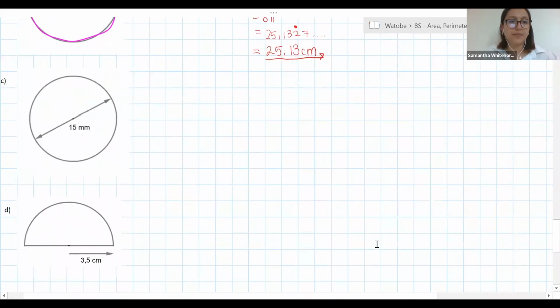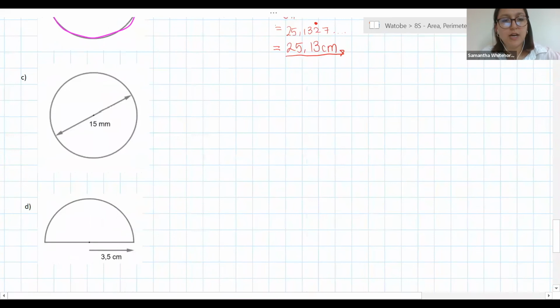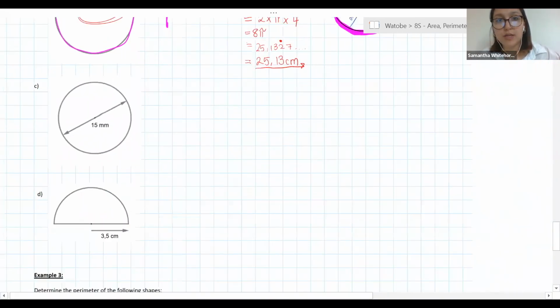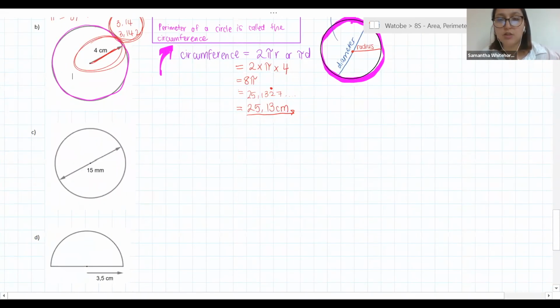Right, so I want you to try C and D for me. Now, what I need you to be careful of is, firstly, in C, I've given you the whole diameter. So that means that when you use your formula, let's maybe go like this, so you can still see the formula, you need to be careful. If you're going to use the formula with radius, you need to first work out the radius. Otherwise, you use the pi d formula.